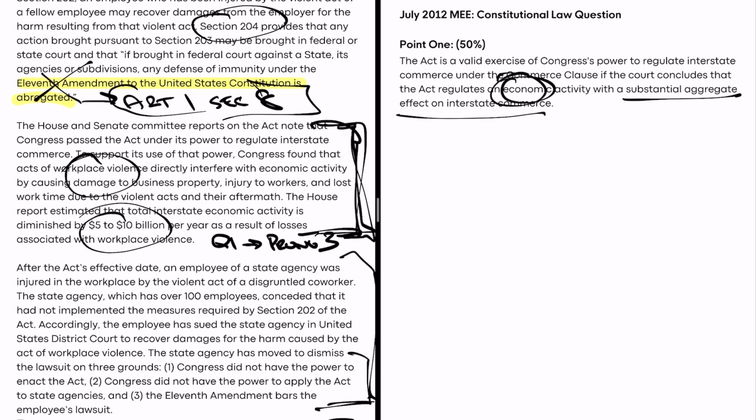So if we find that it is a commercial activity, we can apply the aggregation doctrine and say, yes, this is a valid exercise of Congress's power to regulate interstate commerce under the Commerce Clause because it was economic activity. And when we look at this in the aggregate, we apply the Wickard v. Filburn aggregation doctrine. We can see it costs $5 to $10 billion in losses in interstate activity, economic losses. So that is where we get to the conclusion for point one, which was worth 50% of the essay.